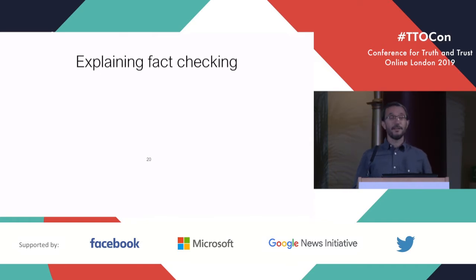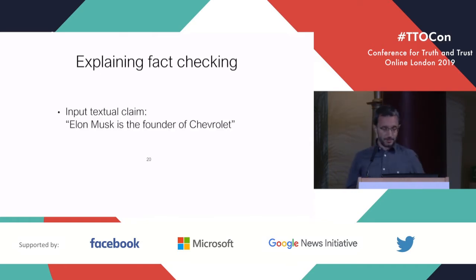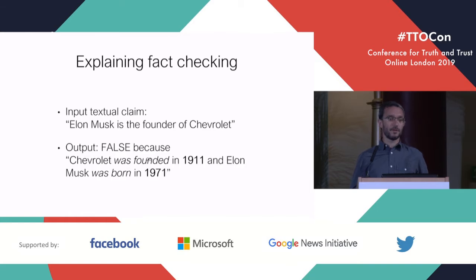When I talk about explanations, the idea is that if we have a claim, such as Elon Musk is the founder of Chevrolet, our system will not only say that it's false, but it will also give an explanation, saying that Chevrolet was founded in 1911, and Elon Musk was born in 1971. So this is our argument: there is some logical explanation to tell you why this is false. In this case, the evidence is quite straightforward, but there are other cases that are more subtle.